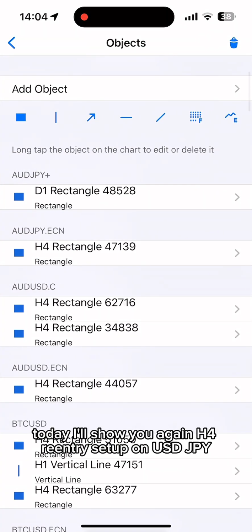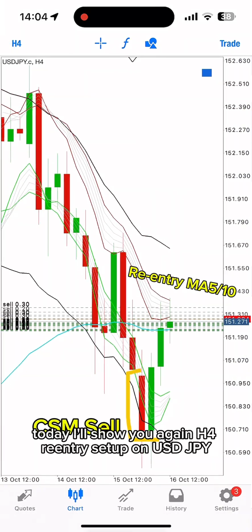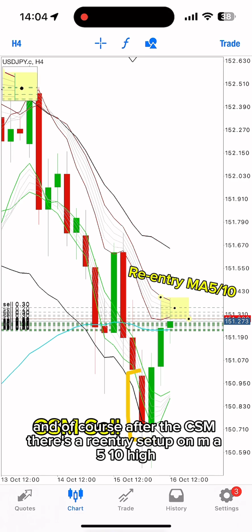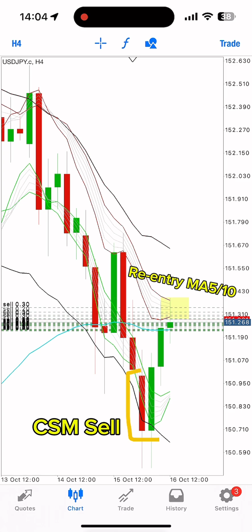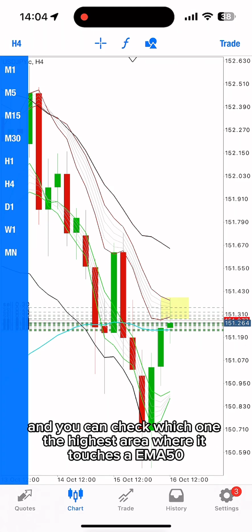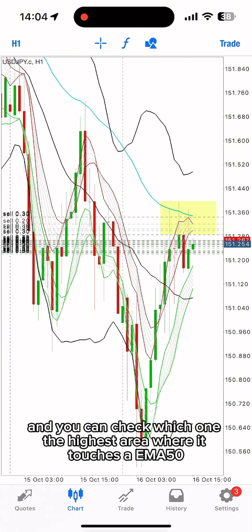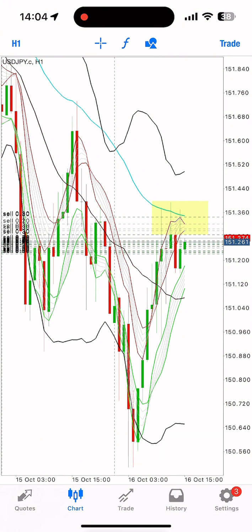Today I'll show you again an H4 re-entry setup on USD JPY. I saw this CSM sell on H4, and of course after the CSM there is a re-entry setup on MA5 time high, and you can check H1, the highest area where it touches EMA 50.